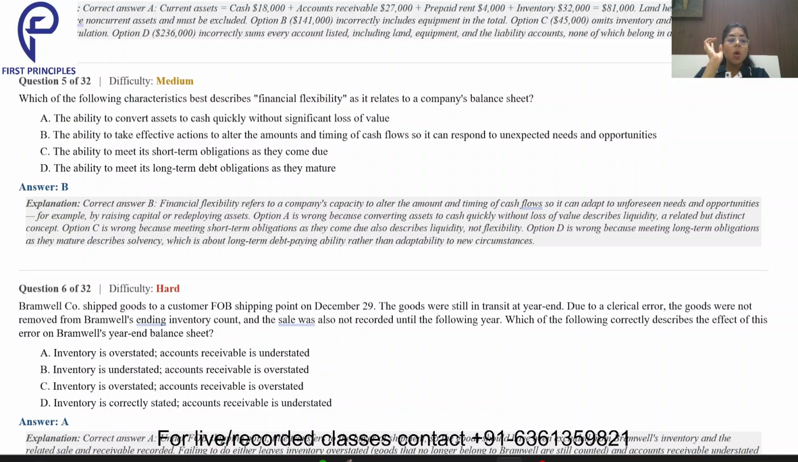So again, option A and option B. Let us see. Option B is sounding more apt for financial flexibility. Why? Because it is talking about unexpected needs and opportunities. It is also talking about taking effective actions to alter the amounts and timings of cash flows. So that is why I feel option B is more accurate.